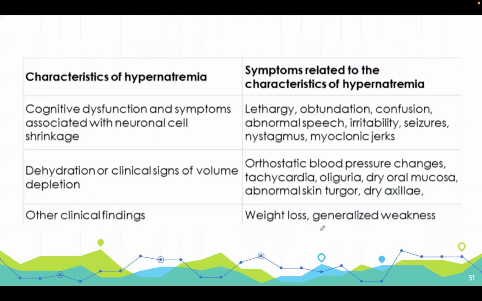So, these are the characteristics of your hypernatremia. Like what we've mentioned, pwede tayo maka-experience ng lethargy, confusion, abnormal speech. It can affect the brain. Okay, lalo na kapag masyadong severe. So like what we've discussed, cognitive dysfunction and symptoms associated with neuronal cell shrinkage. Pag masyado nang severe.